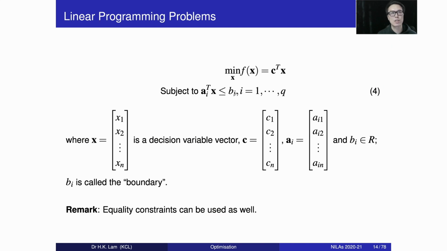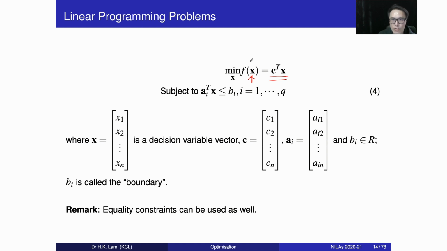The next one would be the linear programming problem. So we still have a cost function, a scalar function. That is, we have x in n-dimensional space, we have n decision variables, and this function is defined like this. It's just different from the least squares problem. Why do we call this the linear programming problem?